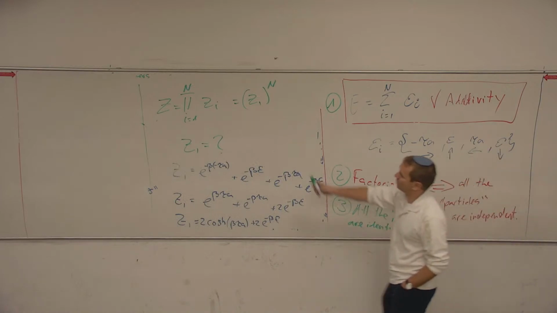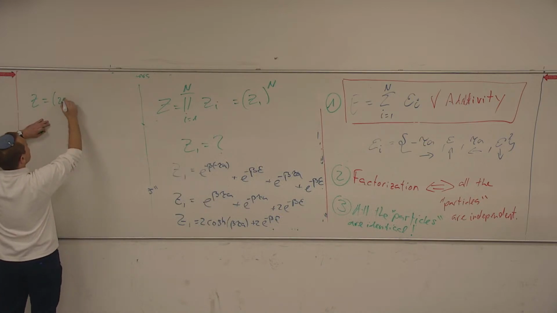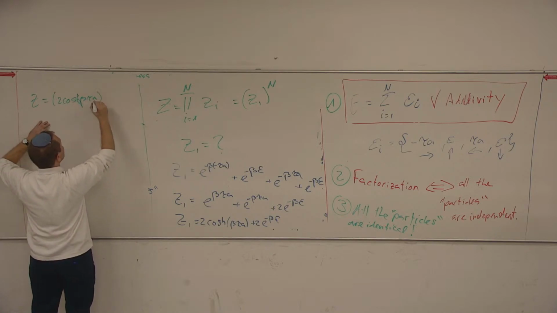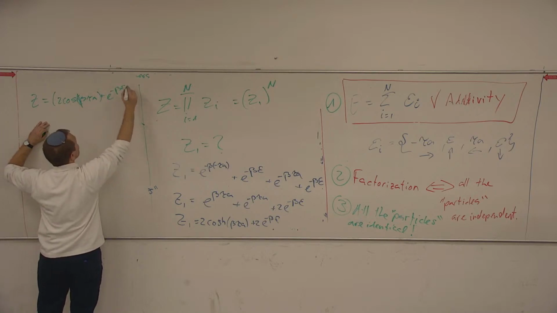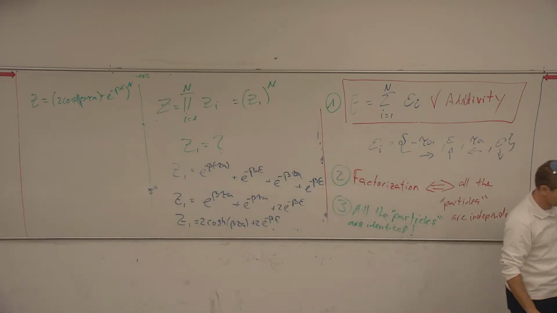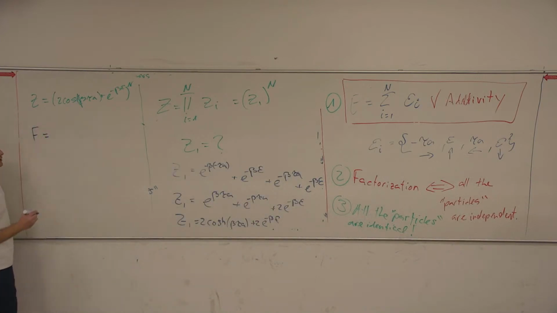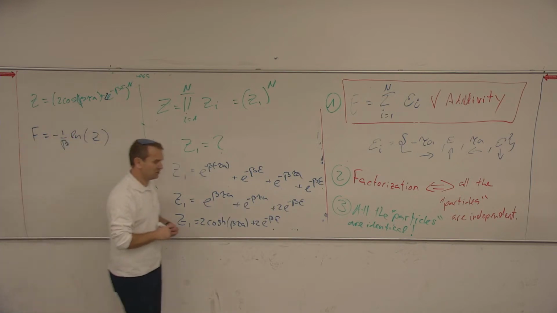If I want to compute Z, this is simply what? 2 cosine beta tau a plus e to the minus beta epsilon to the power of n. Very, very nice. Okay. So if I want to compute this free energy, F equals minus 1 over beta log of Z, and this is nice.